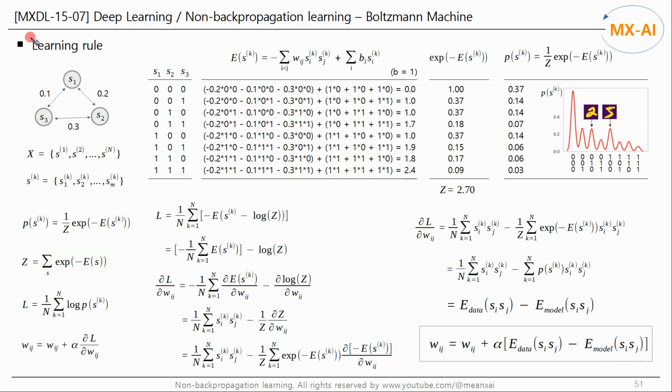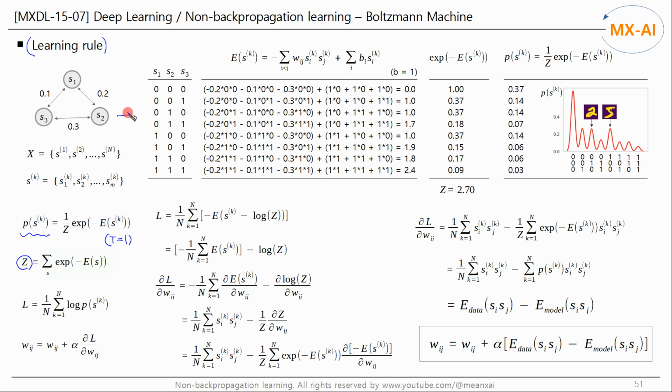Next, let's create a learning rule for the Boltzmann machine. Let's take a simpler network as an example. This network has only 3 neurons and 3 weights. As with the Hopfield network, the Boltzmann distribution is defined as follows. The temperature T was assumed to be 1. Here, Z is a normalization constant that ensures that the probabilities sum to 1.